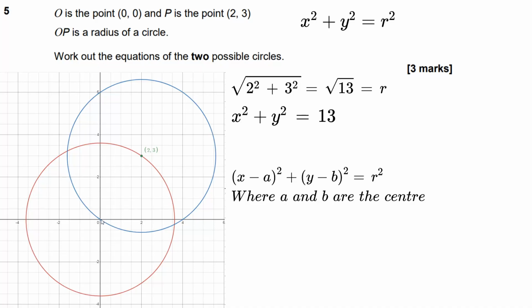If you notice here, the radius is the exact same, so this r squared is still going to be 13 for this equation. And we've got a and b at the centre, so we've got the centre here as 2, 3, so just plug it in like this, and that's your other equation.